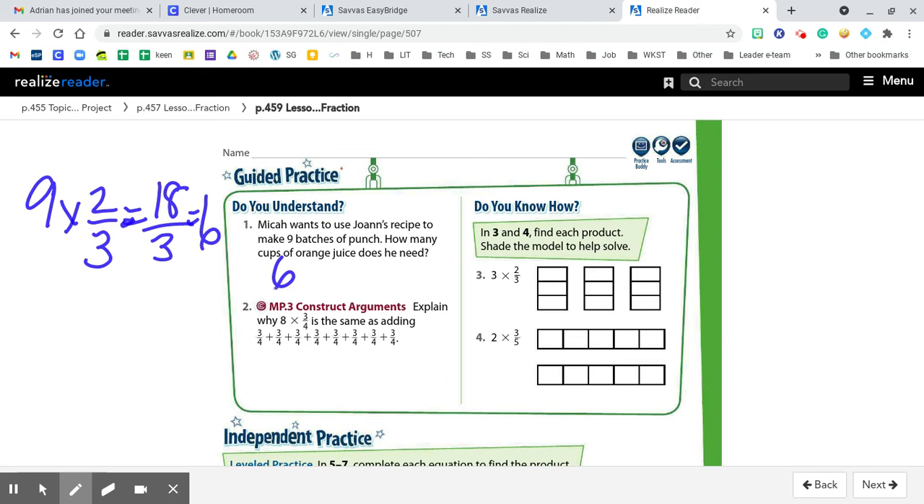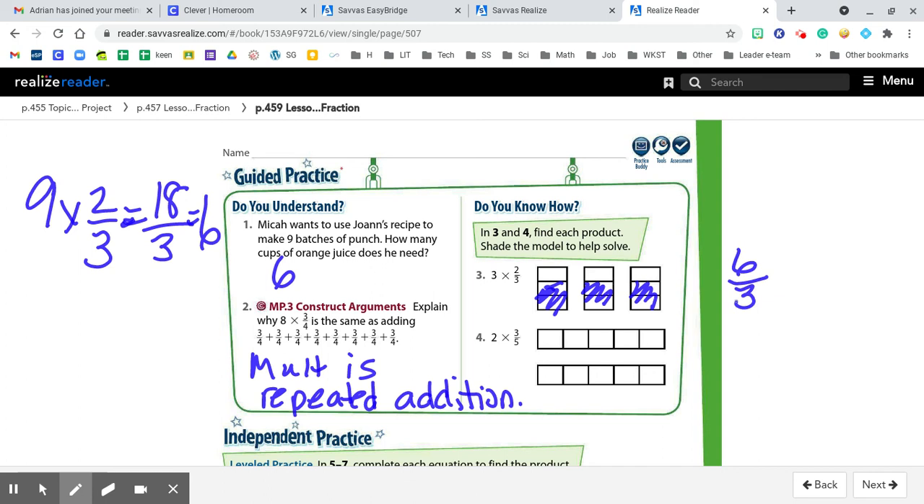Explain why 8 times 3/4 is the same as adding 3/4 8 times. Multiplication is repeated addition. That's why that works. Use the models, 3 times 2/3, so you just shade in 2/3 3 times. 2, 4, 6, so you wind up with 6 thirds, which is equal to 2.